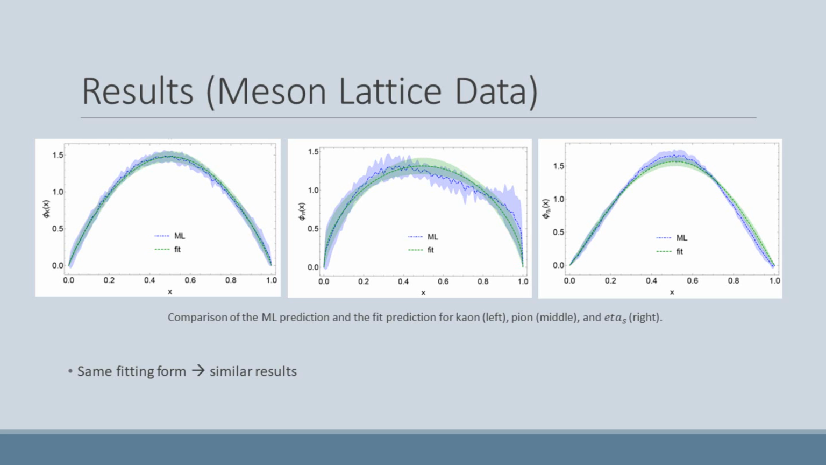The prediction for Pion is significantly noisier and deviates from the fit results more significantly, however. This can most likely be explained by the fact that the lattice data for Pion is far more noisy than the other two, and may suggest that the machine learning model struggles with high variance input data. Regardless, for a first attempt at calculating the distribution amplitude using machine learning, these are very promising results.